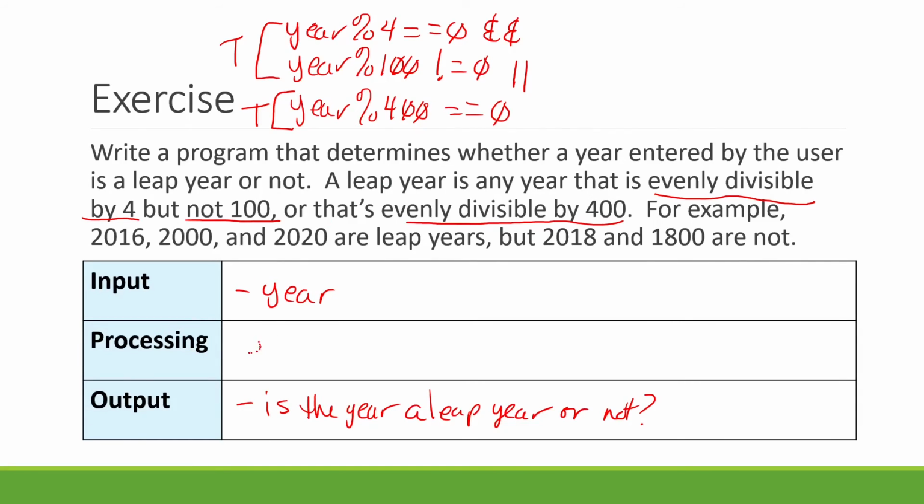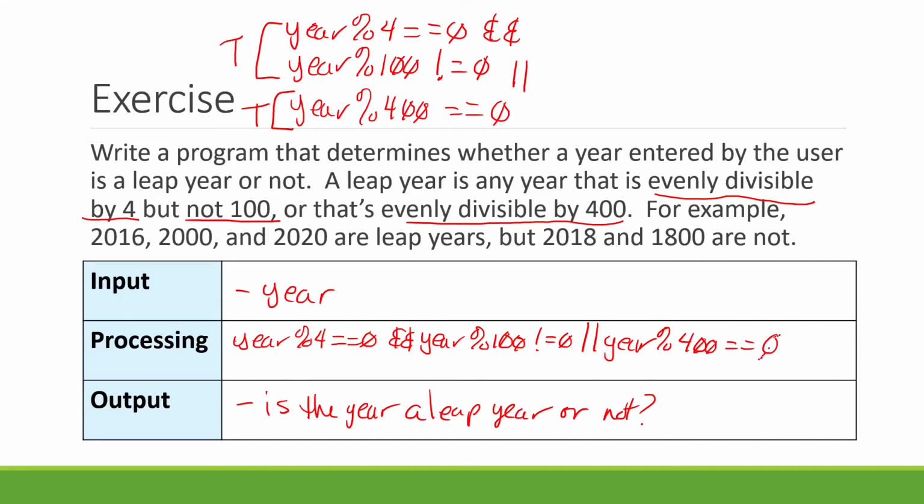So that means our processing to determine if a year is a leap year is going to be year modulus 4 is equal to 0 and year modulus 100 is not equal to 0, or year modulus 400 is equal to 0. This is actually a standard Boolean expression that determines if a year is a leap year or not. If you look in your textbook, this actually is in your textbook somewhere in chapter 3. I can't remember exactly where, but it's in there.